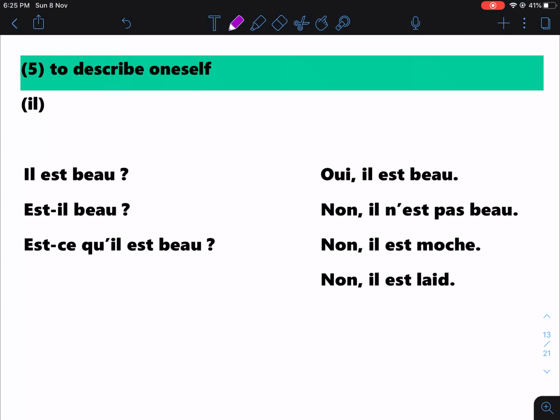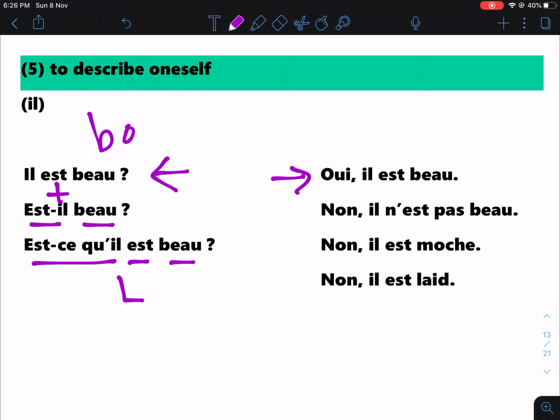Okay, so you have il est beau. Est-il beau? Est-ce qu'il est beau? Is he handsome? He is handsome. Alright, so you have a choice. Oui, il est beau. Non, il n'est pas beau. Non, il est moche. Non, il est laid.